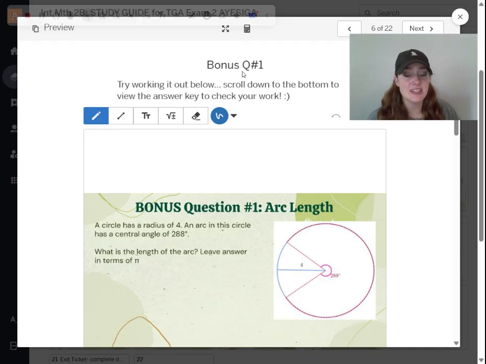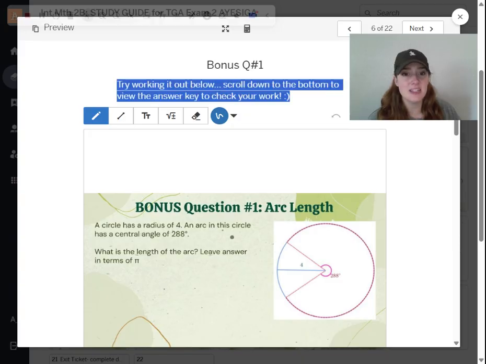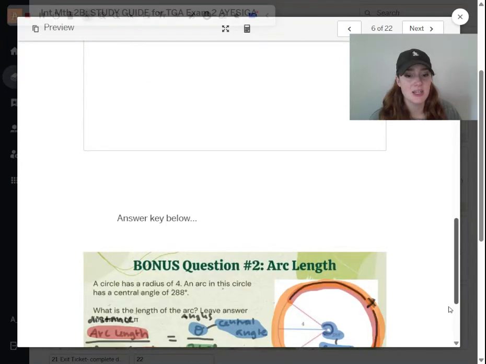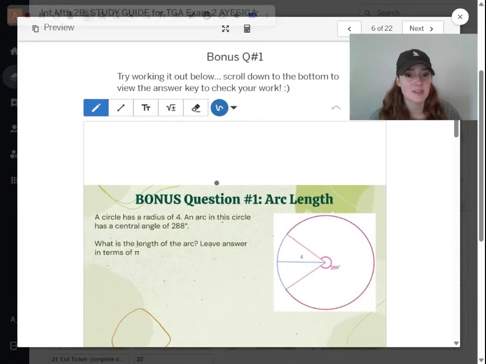Going to slide 6, this is a bonus question. If you're feeling confident, you can skip the bonus questions. These are just in case you would like some more practice. You can try this on your own, and try working it out in this space, just like we do in class. We do it together, and then you try on your own. But if you're feeling confident, you can skip all the bonus ones. That's okay. You can scroll down to the bottom, and you can check your answer for all the bonus ones.